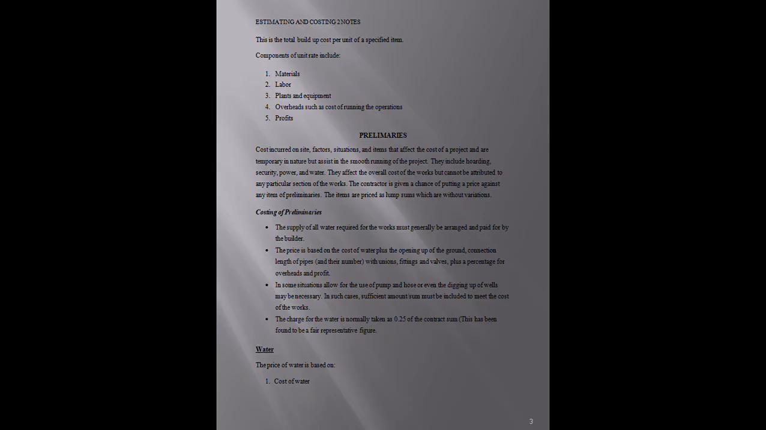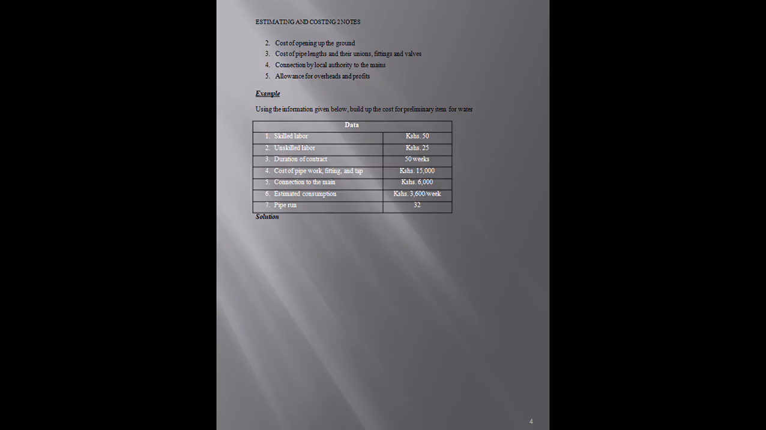So under preliminaries we have water. We have the cost of opening up the ground. We have the cost of pipe lengths and their unions, maybe fittings and valves. We have connection by the local authority to the mains, and then an allowance for overloads and profits.